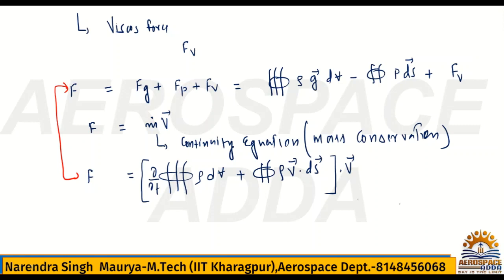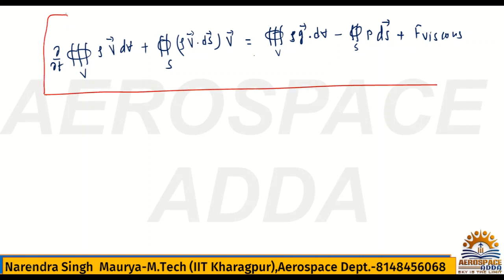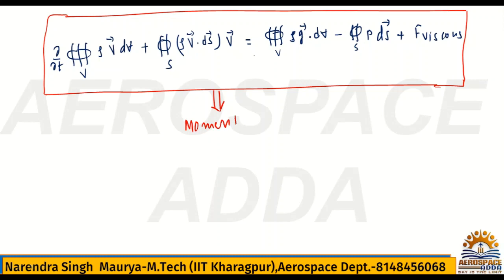Now check this, I am saying this velocity will be multiplying inside the bracket, so it is equal to the force, which was the gravity force, body force, so it was rho g dV plus minus the pressure force, p dS, plus viscous. This is the momentum equation. Done. Hope you all understood this. So this is the momentum equation in integral form.